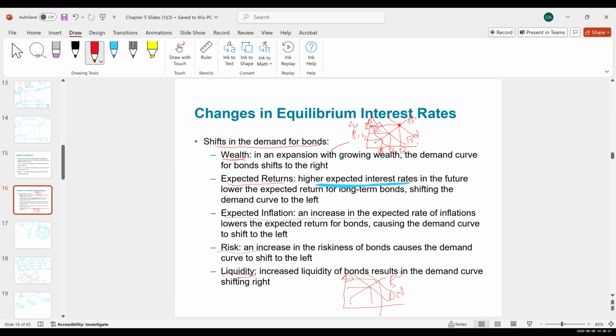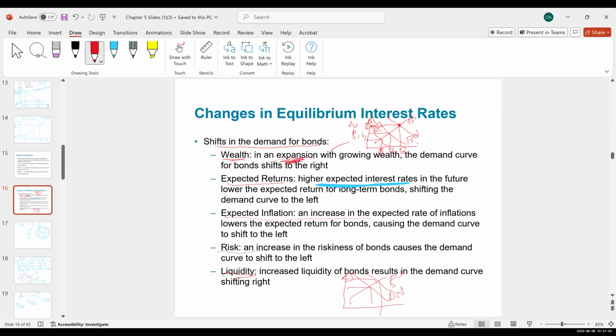But I want you to be a little bit conscious here. Conscious in a way that when I talk about wealth here, there are things that drive wealth. For example, I talked about here an expansion. Expansion means business cycle expansion. During business cycle expansion, when the economy is growing, Americans have more wealth because people have jobs. But during a business cycle recession, the wealth would be decreasing, so we'll shift the demand curve to the left.